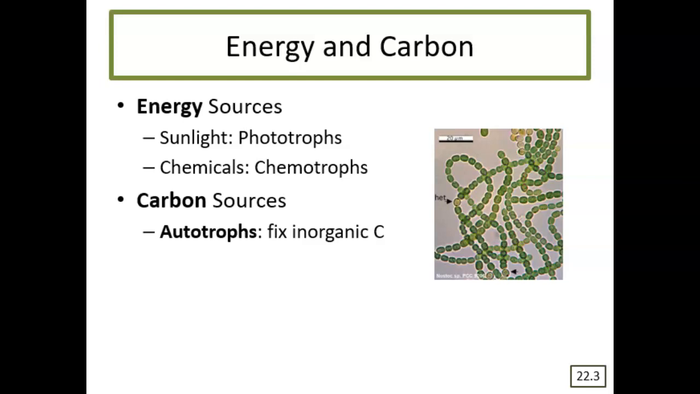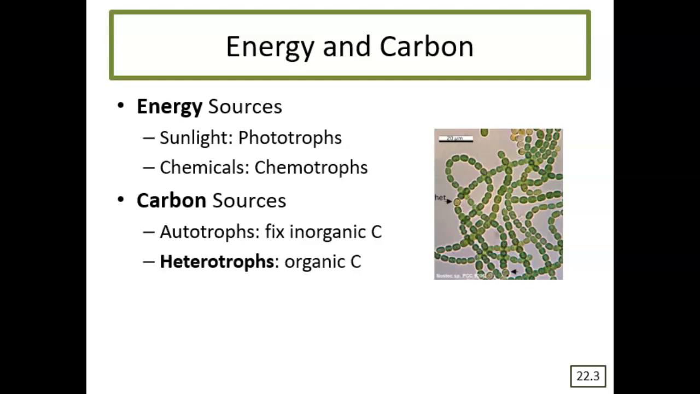Sources of carbon include those that are able to fix inorganic carbon, so to take carbon from something like carbon dioxide and use that as a carbon source. Those are autotrophs, whereas heterotrophs, hetero meaning different or other, have to get their carbon from other living organisms. So when you eat food, you're getting organic carbon, carbon that has already been fixed by an autotroph.